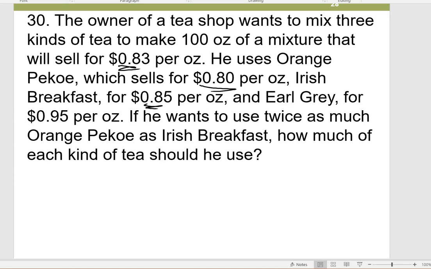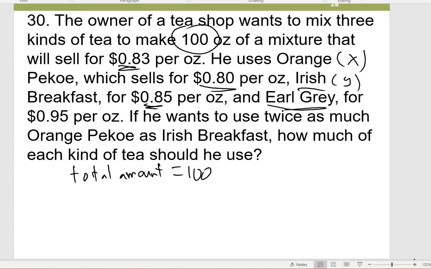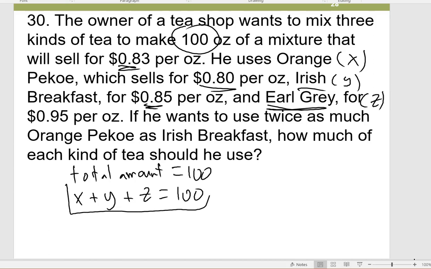But what we did is we said, okay, I see that we're making 100 ounces. That's just a total amount. So our total amount is 100 ounces. How do I get the total amount? However much X that we use, we'll call orange Pico, we'll call that orange X. We'll call the Irish breakfast Y. And we'll call the Earl Grey Z. However much of those three that I use, they should total 100. The amount of X plus the amount of Y plus the amount of Z should equal 100. That's our total amount.